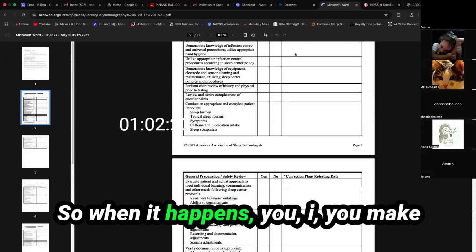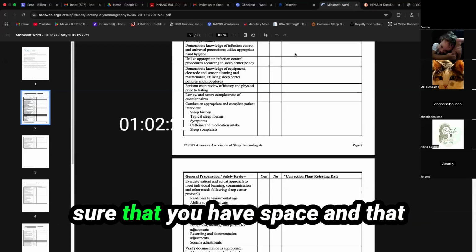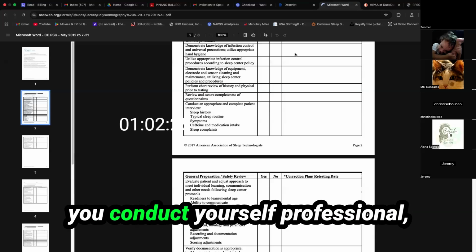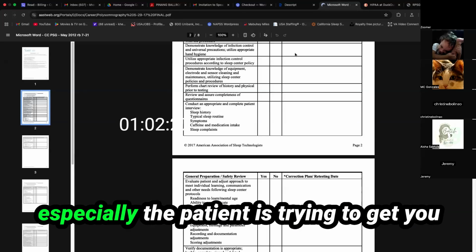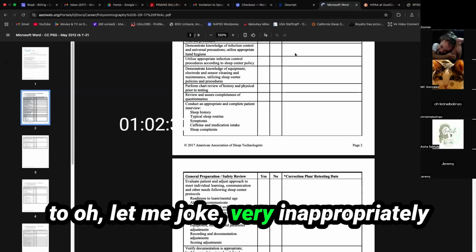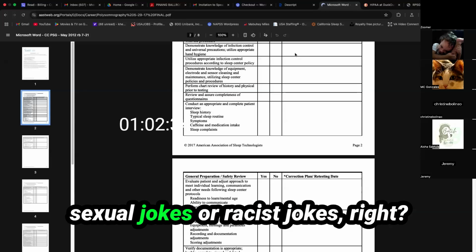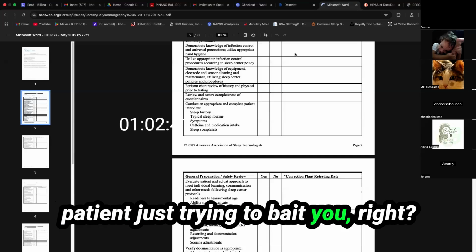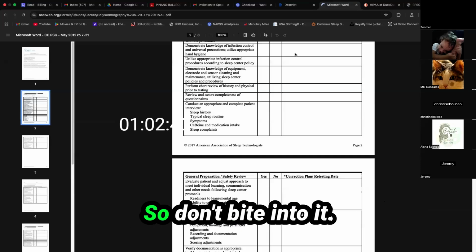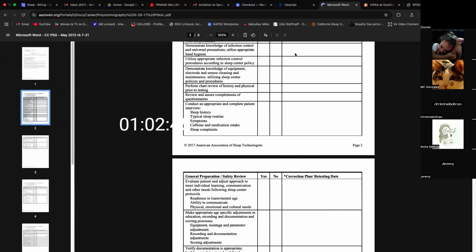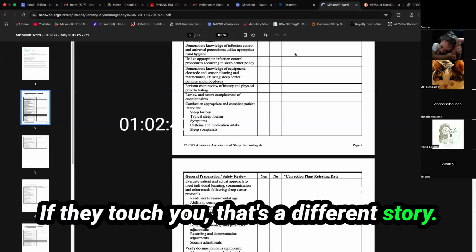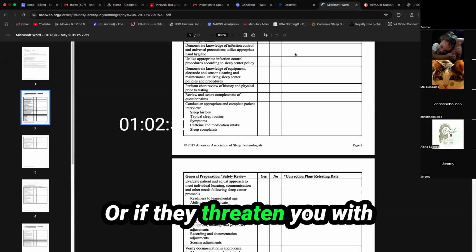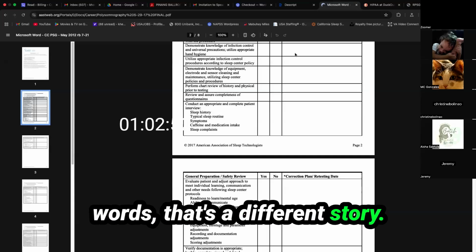When it happens, you make sure that you have space and that you conduct yourself professionally, especially if the patient is trying to get you to joke very inappropriately, sexual jokes or racist jokes, right? Because you don't know if that patient is just trying to bait you. So don't bite into it. If they touch you, that's a different story. Or if they threaten you with words, that's a different story.